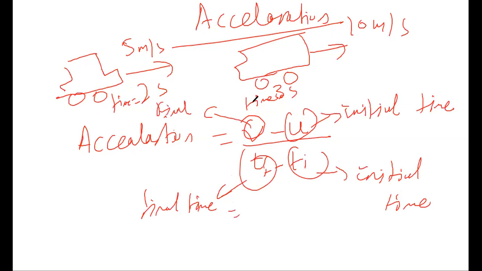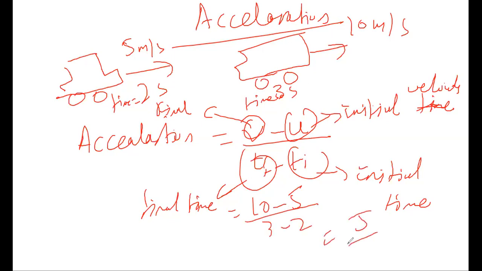So the final velocity is what? 10. Initial was what? 5. So 10 minus 5. Final time was 3 seconds. Initial time was 2 seconds. So 5 over 1. So the acceleration of the car is 5 meters per second square. The unit for acceleration is meters per second square. That's acceleration.